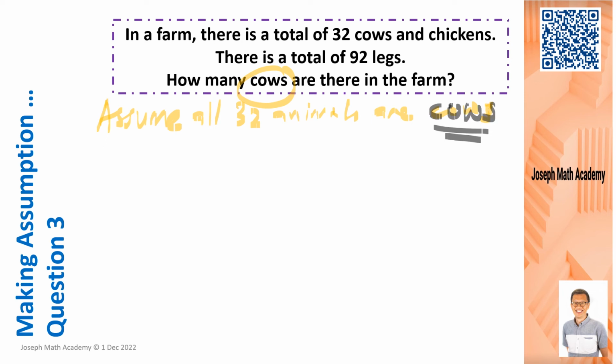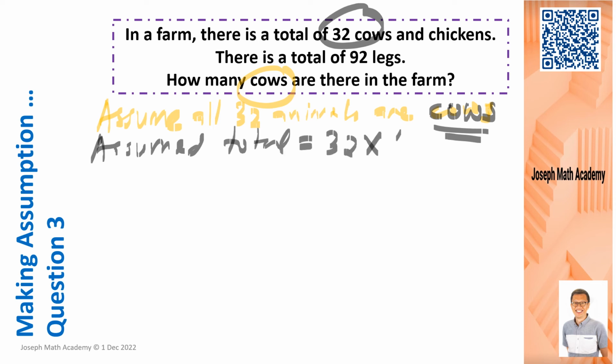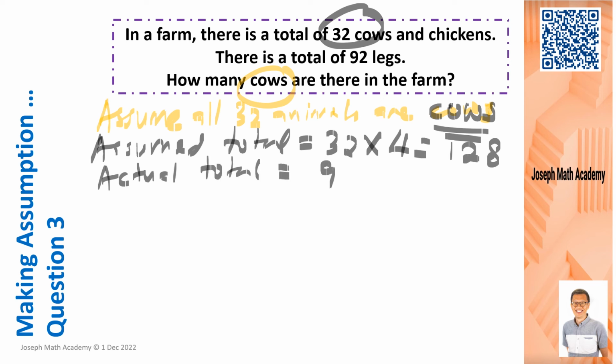Okay, so let's go through the whole process. The first statement is very important: assuming all the 32 animals are counts. And the second line will be the assumed total. So our assumed total will be 32 animals, each one 4-legged, so 32 times 4, right? That gives us 128 legs in total. Unfortunately, the actual total number of legs is only 92.